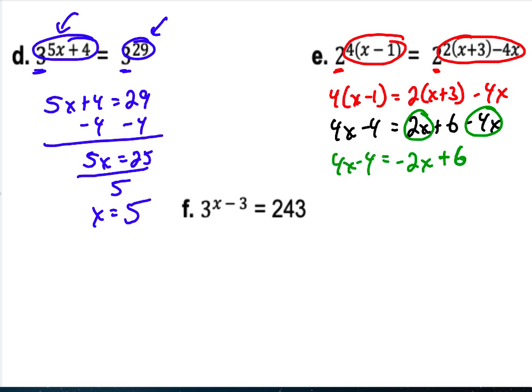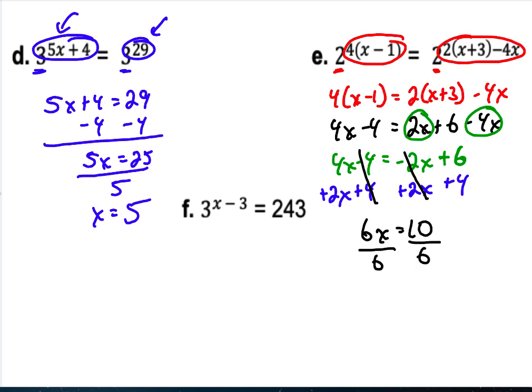Now I'm going to add 4 to both sides to get rid of that subtracting 4. I'm going to add 2x to both sides to get rid of my x. So I'm kind of moving those two pieces over. And I get 6x is equal to 10, divide by 6, and x is equal to 10/6 or 5/3. Okay? So it's perfectly okay to get a fraction for one of these. It's all a matter of how the math works out as long as you solved your equation correctly.